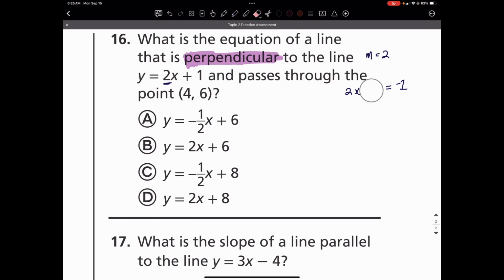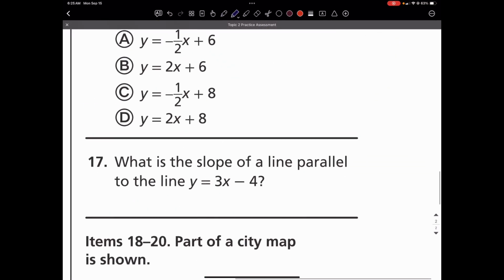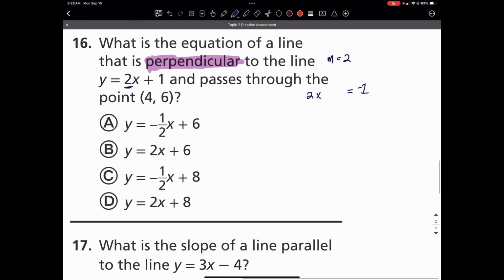Well, what goes in that blank? What value would give you the answer -1? Well, it's easy. You just flip that. Consider 2 to be 2 over 1. So let me erase that x. Redo this. 2 over 1 times -1 over 2 equals -1. So the slope of the line perpendicular to that would be m equals -1/2.